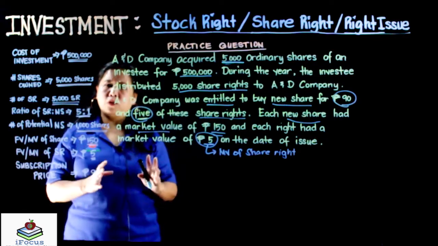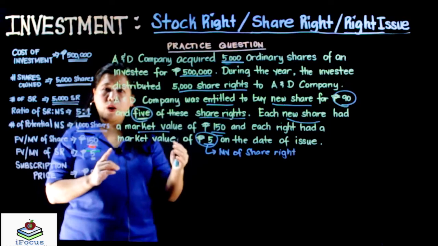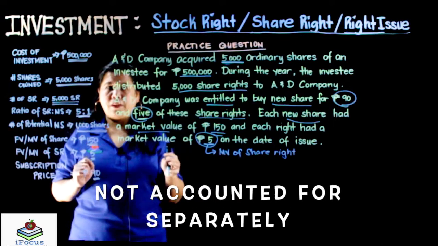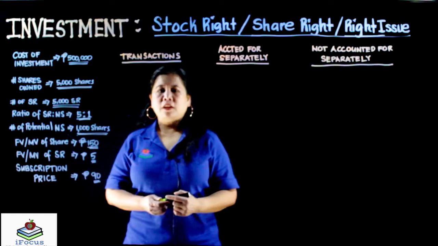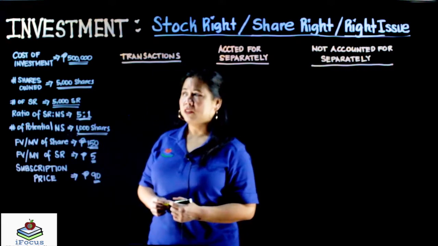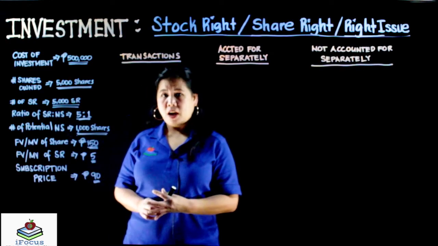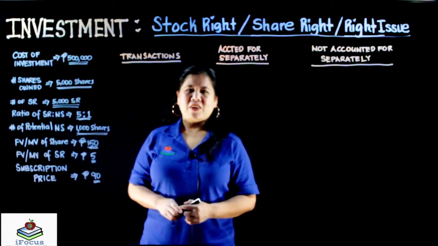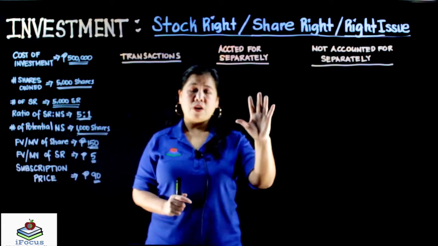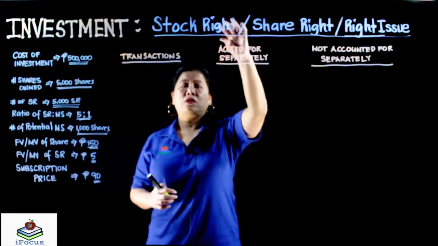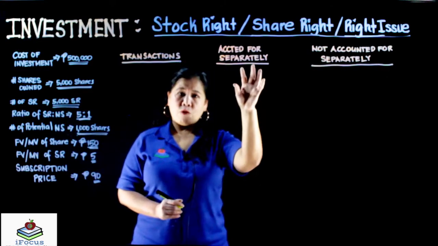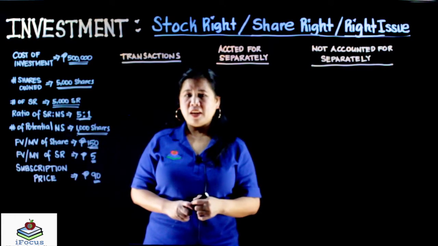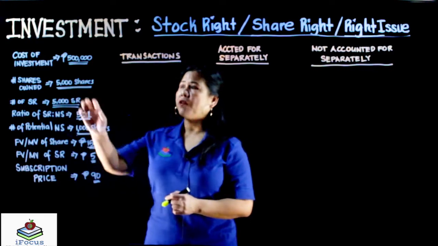Isosolve natin ang problem na ito comparing the two ways how to account this share right. Yung accounted for separately and not accounted for separately. So, ganito yan. Ang una nating transaction is i-record natin ang ating cost of our investment. Nung in-acquire ni A&D Company ang 5,000 ordinary shares from the investee, paano natin ito i-record? Here, we have our transactions. We have our two ways on accounting for this stock rights or share rights. Ang una natin i-record ay nung in-acquire ni A&D Company ang investment na ito for 500,000.